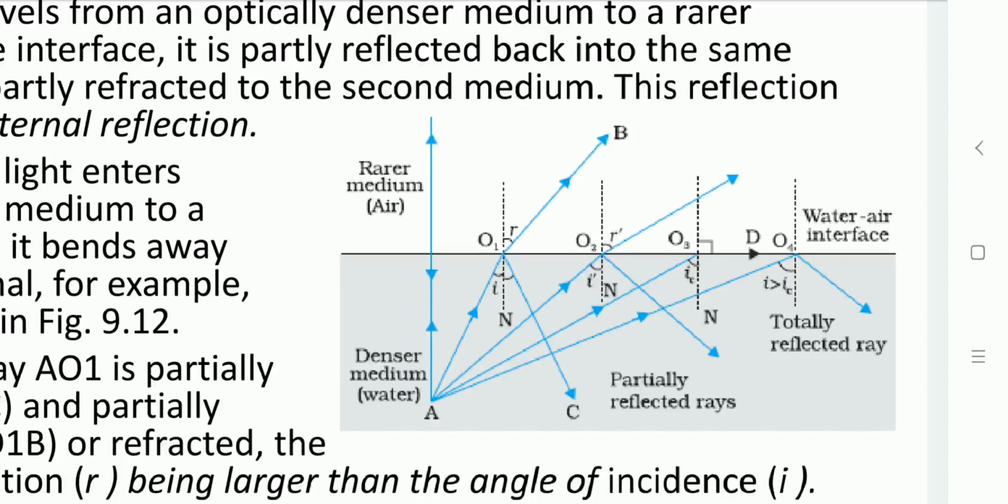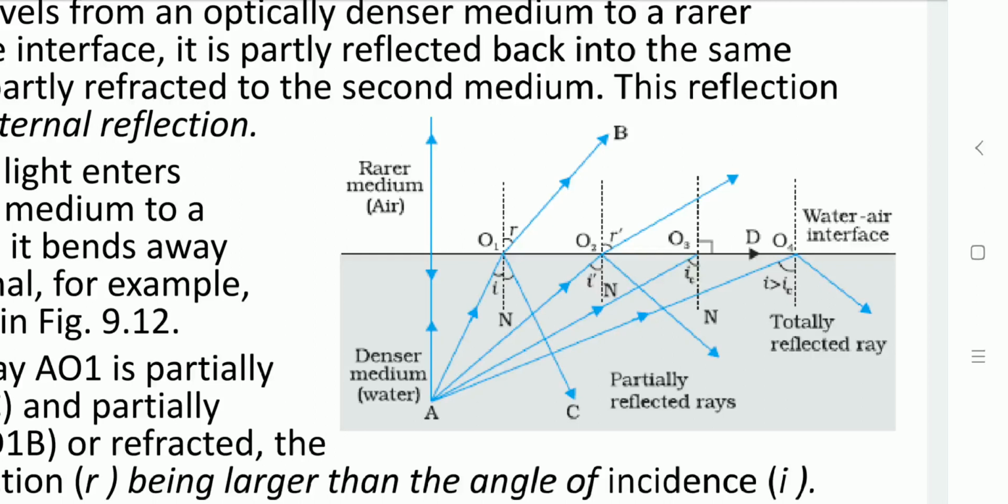Now if we increase the incidence angle greater than the critical angle IC, then you can observe at point O4 that no light component is moving in the air. So no refraction is available, and all the light component moves in the water itself. So here we are getting a reflected wave. So total internal reflection is possible if the incident angle is greater than the critical angle.